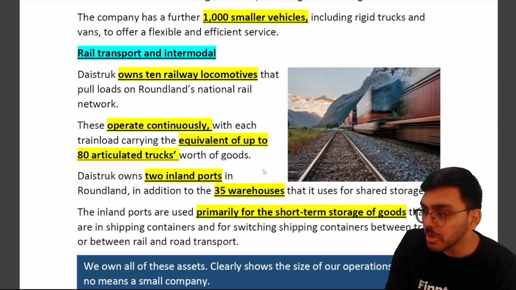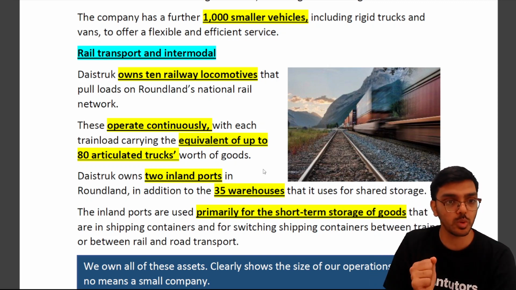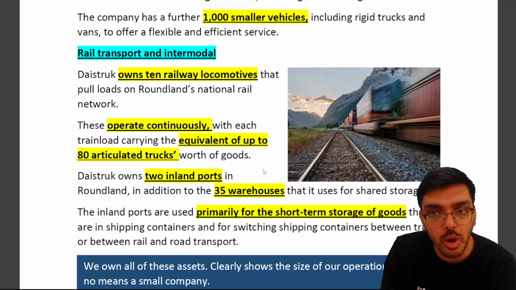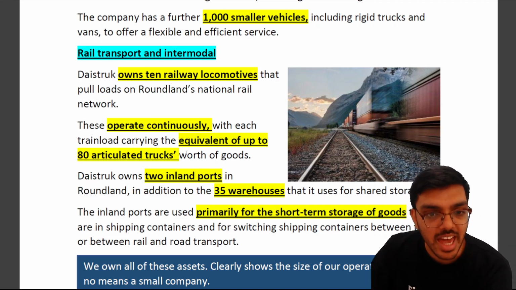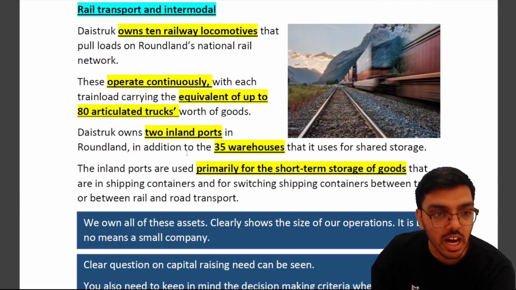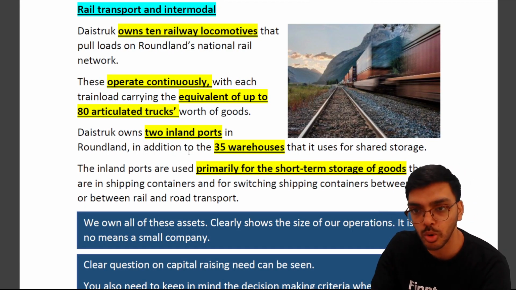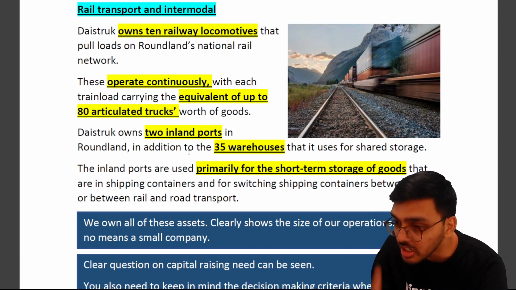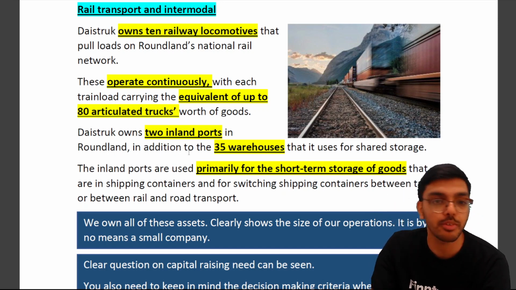So you'll have to be in dealership with them, you'll have to deal with them, you'll have to have conversations with them. So see, the government aspect is internally built into our business. These operate continuously with each train load carrying the equivalent of up to 80 articulated trucks worth of goods. So you can see one train load is doing a lot in terms of sustainability, in terms of carrying, and in terms of making it cheaper for the customer also.